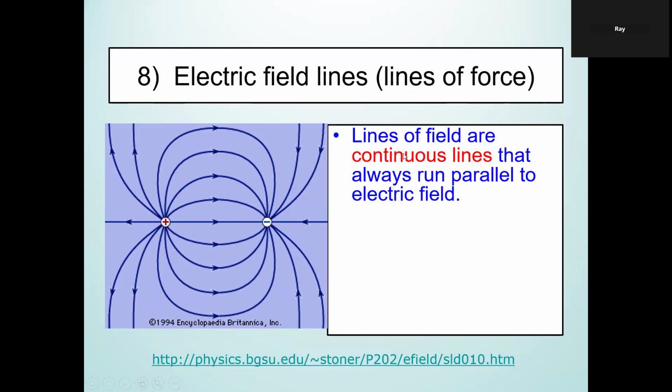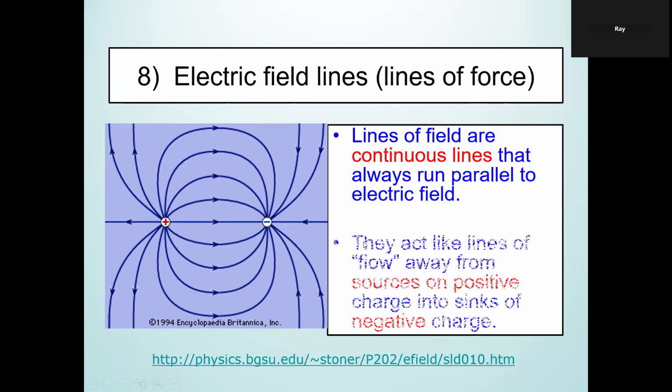Lines of field are continuous lines that always run parallel to the electric field. So basically, if you put a positive charge here, it will move along that direction and come back here. If you put a positive charge here, it will go there, take a big arc, and come back there. They act like lines of flow, like water flowing away from the source on the positive charge into the sink of the negative charge. So they flow away from the positive charge and enter the negative charge.